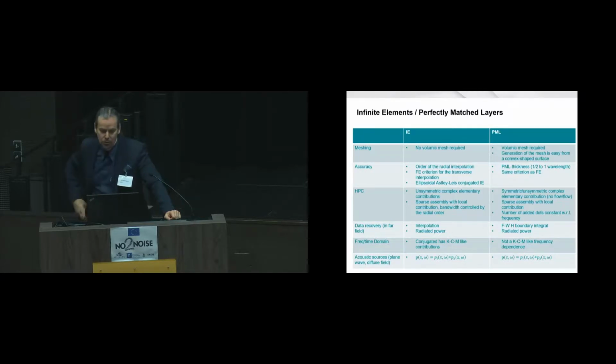For PML, you need to have a volumic mesh in addition to your finite element parts close to the radiating body. But it's not a big issue with modern meshes. You have obviously more degrees of freedom in the PML because you have a real mesh, while for infinite elements you have only the surface mesh, but with a lot of degrees of freedom describing the radial variation of the pressure field. Still, infinite elements use fewer degrees of freedom, but the bandwidth is larger for infinite elements.